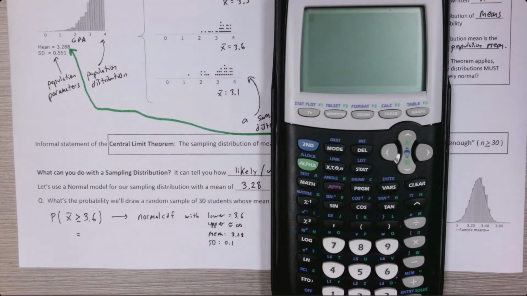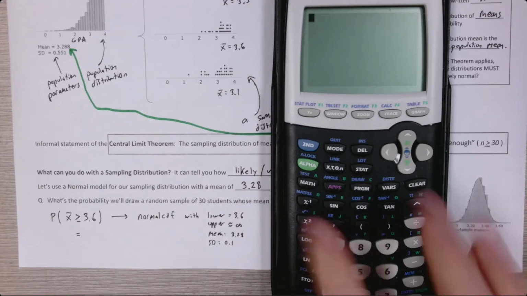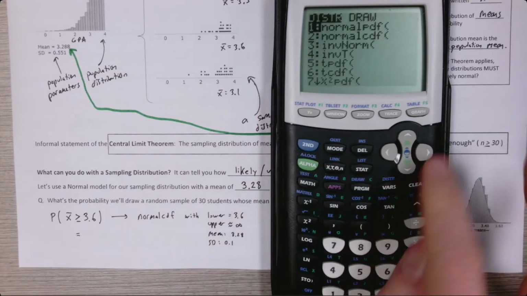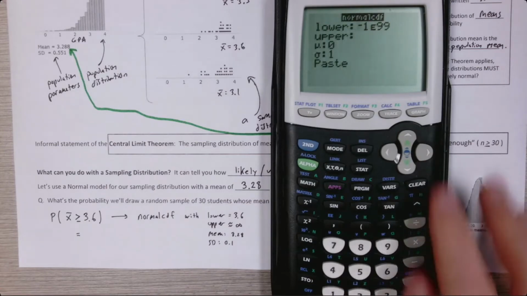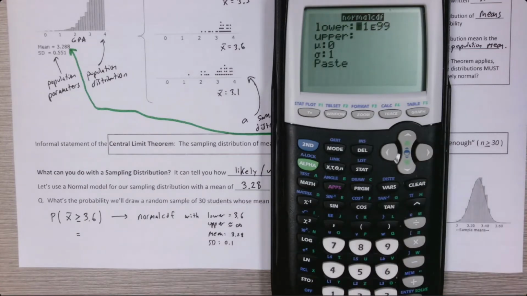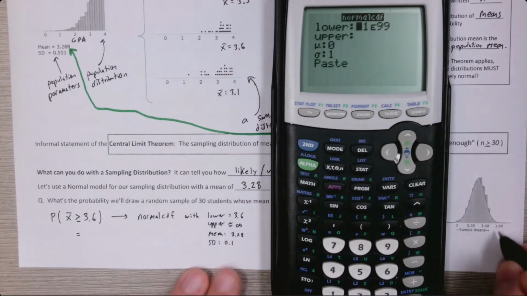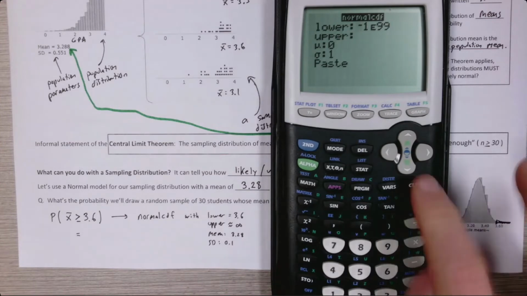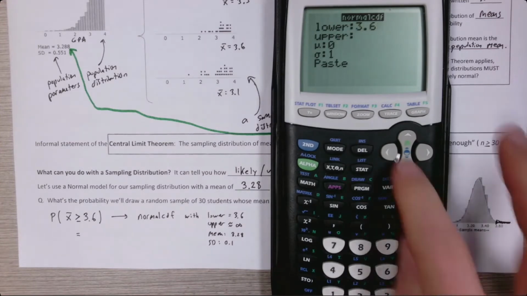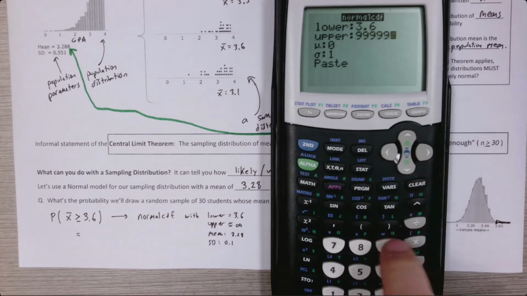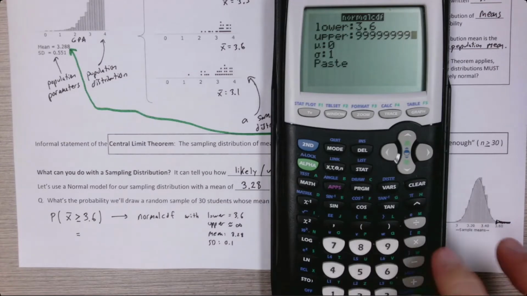Okay, so I want to find the probability that my sample mean is above 3.6. So I'm going to use normal CDF. I'll go second distribution, normal CDF. My lower bound, I want to be 3.6, which is kind of here-ish. And I want to find the shaded area that's larger than that. So I'll say 3.6. My upper bound, I'm just going to make a number that's large.